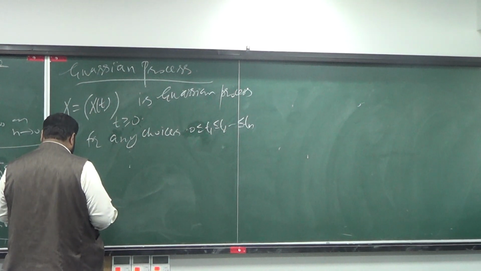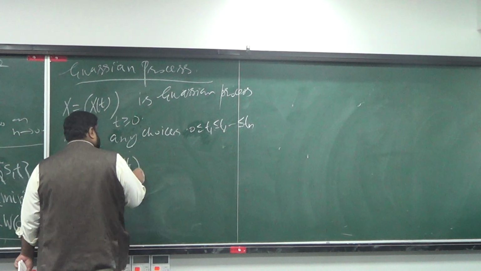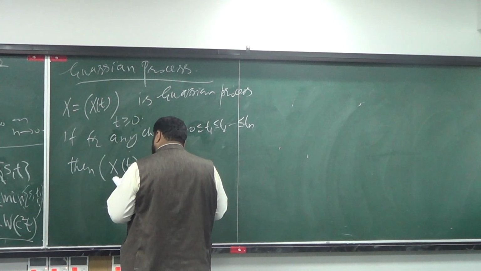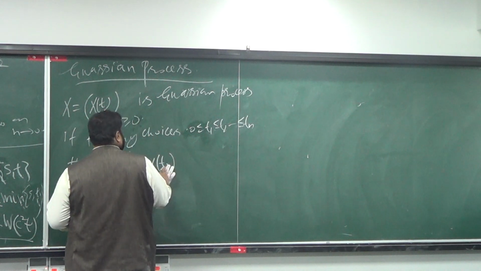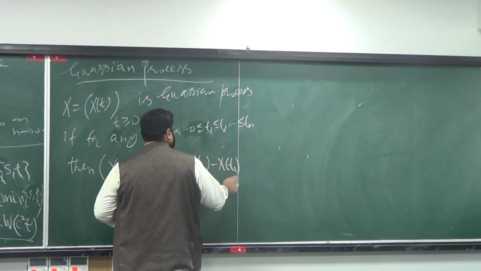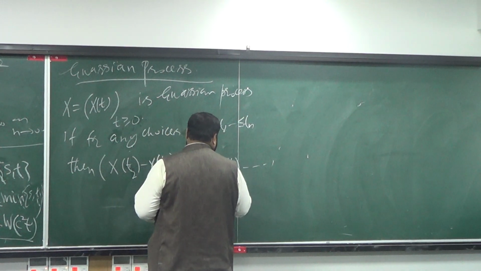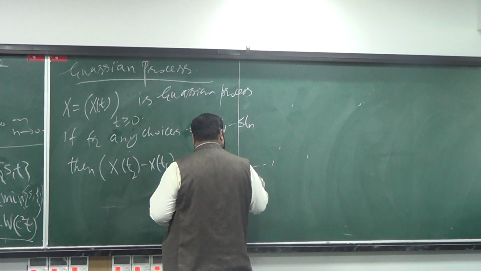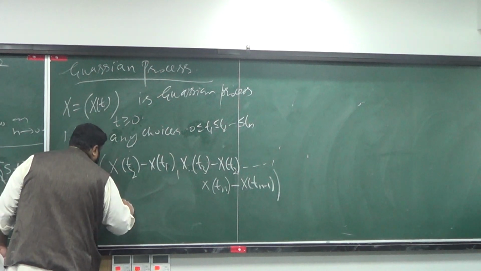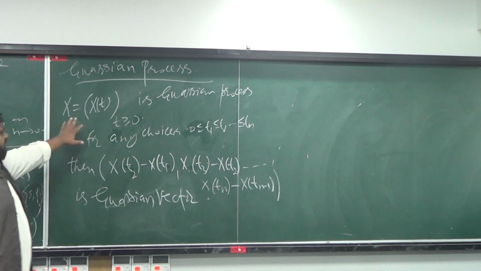The vector increment, that's a vector. This random vector, x of t1 minus x of t0, x of t2 minus x of t1, x of t3 minus x of t2, and so on, and finally x of tn minus x of tn minus 1, is a Gaussian vector. Okay. So the process is a Gaussian process.